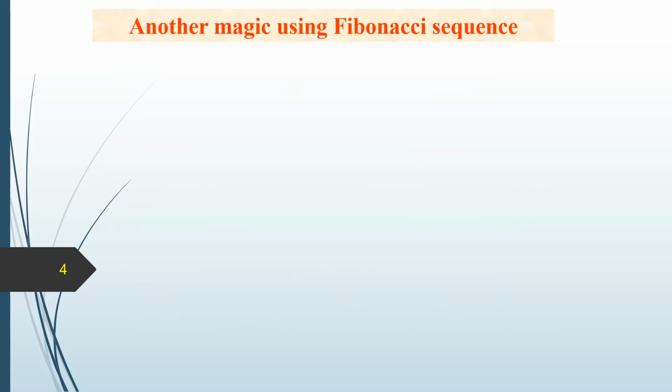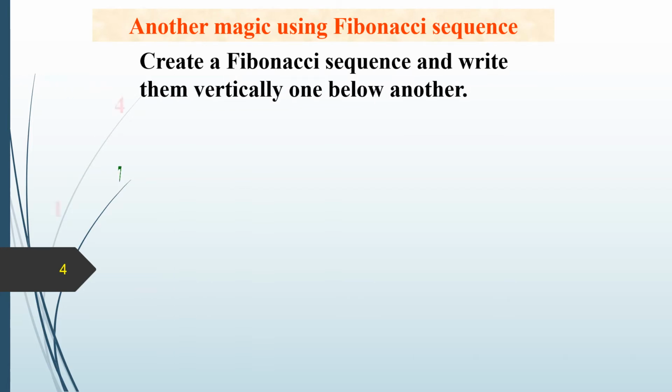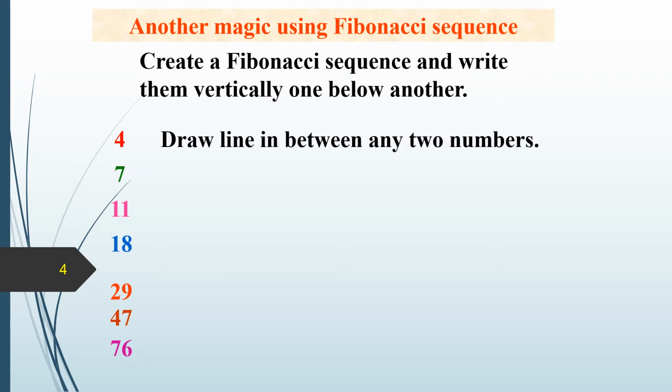We can ask them to play another magic. Ask them to write vertically a Fibonacci sequence, one below the other. And then ask them to draw a line in between any two numbers. Now we will draw a line between the 4th and 5th terms of our Fibonacci sequence, 4, 7, 11, 18, 29, 47, 76.